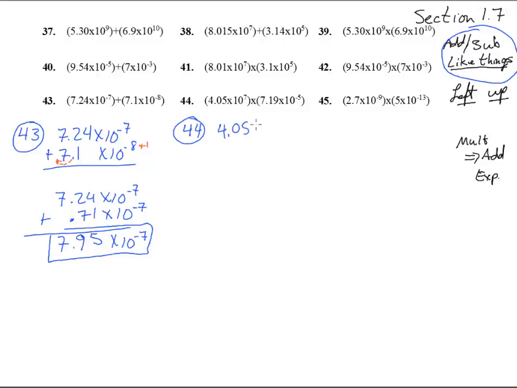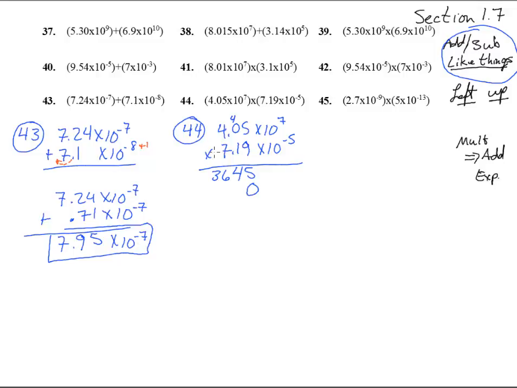4.05 times 10 to the 7th times 7.19 times 10 to the negative 5th. Here we're going to times the 9 through just like normal. This is just a normal decimal problem, though a little large. 9 times 5 is 45. Carry the 4. 9 times 0 is 0 plus 4 is 4. 9 times 4 is 36. Put a 0 down for the next one.